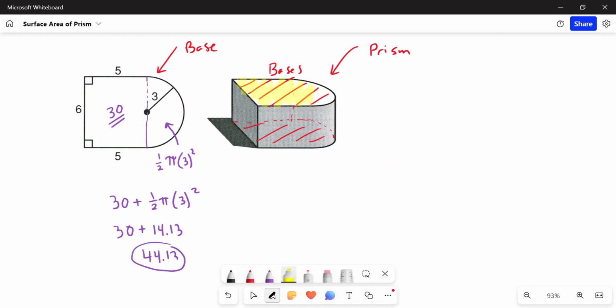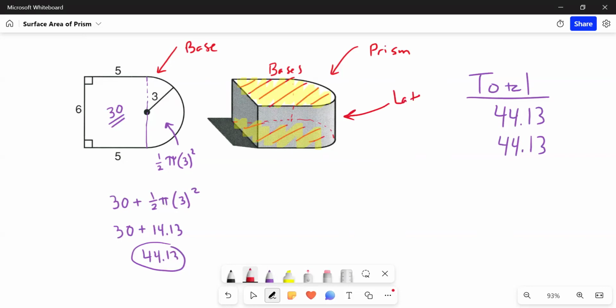I'm just going to highlight this top base right there. The bottom base also has the same area. So we're going to have two of those. So our total surface area will have 44.13 twice. Now, let's talk about what we're going to call the lateral surface area. Lateral meaning the space around.